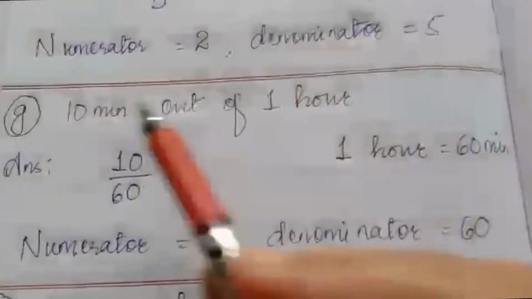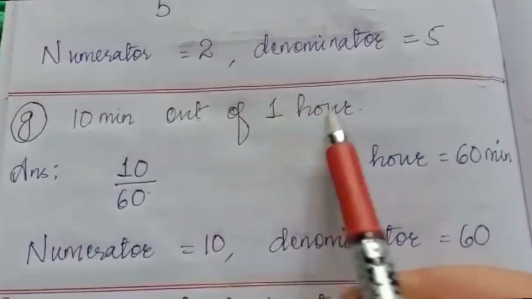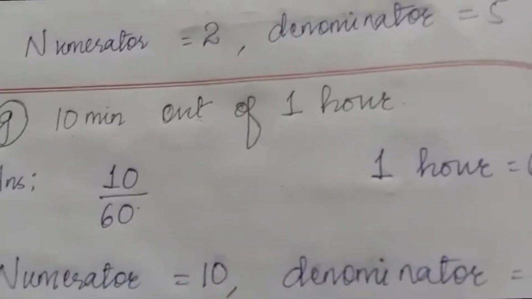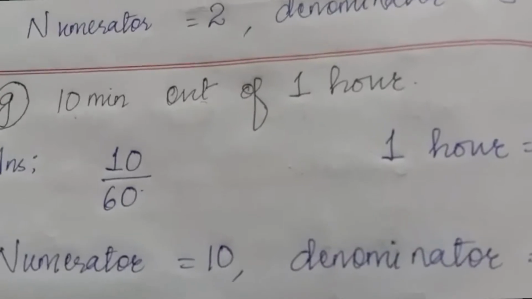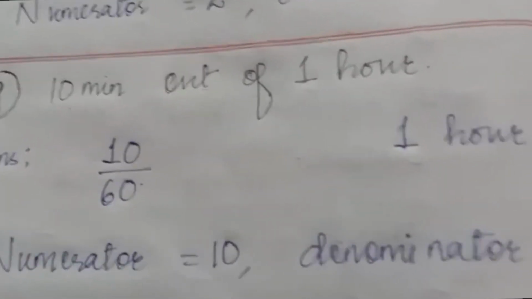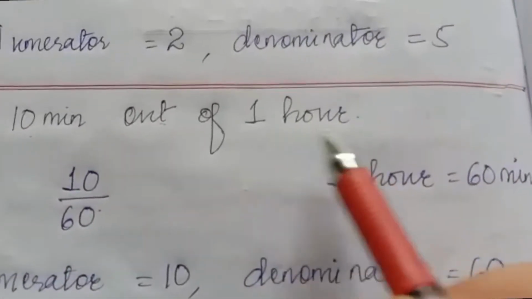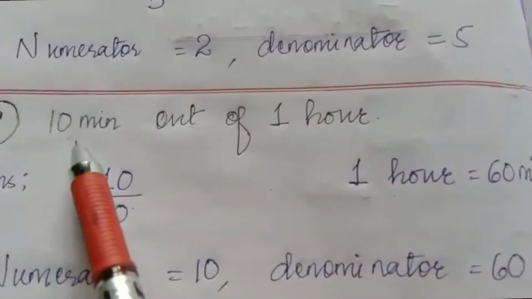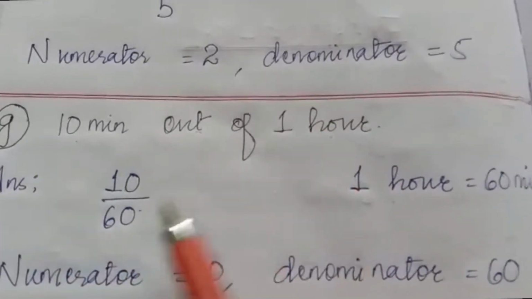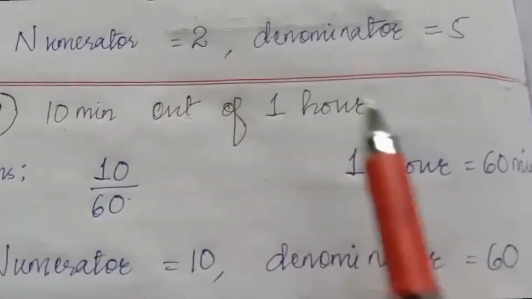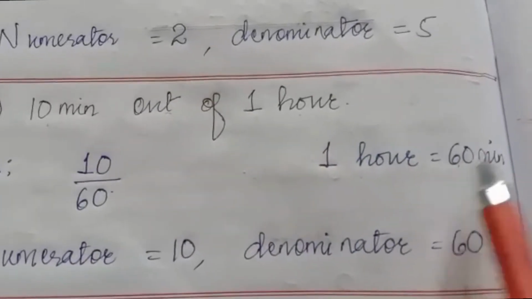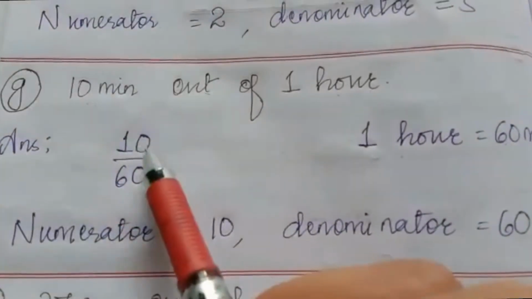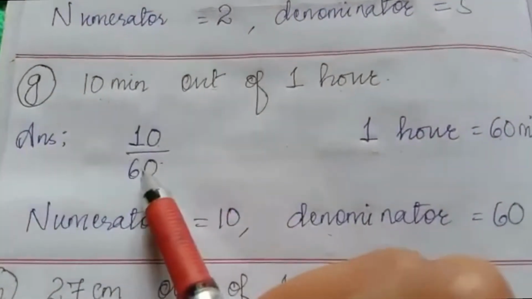Now number G. 10 minutes out of 1 hour. Okay, to write in fraction, you must have similar units. Here one is minute, another is hour. So we can convert this hour into minutes. We know 1 hour is 60 minutes. So 10 will be up, 1 hour will be down. So in place of 1 hour we will write 60. Now 10 upon 60 is your fraction. Your numerator is 10, denominator is 60.